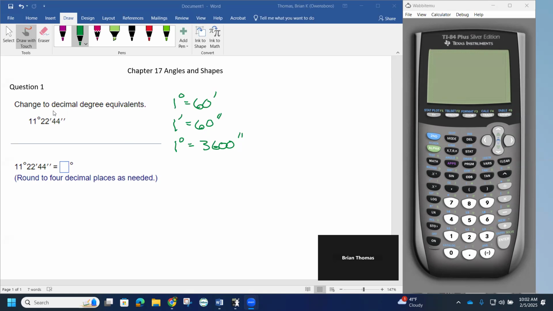So the first question says change to decimal degree equivalents. So they want us to change 11 degrees, 22 minutes, and 44 seconds into just degrees, and they want us to round to 4 decimal places.